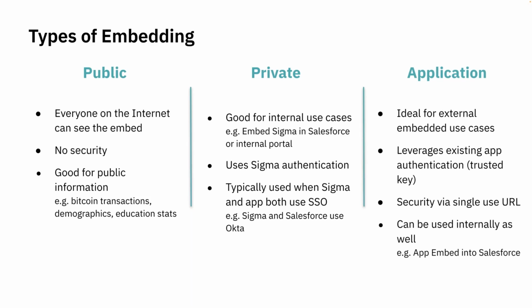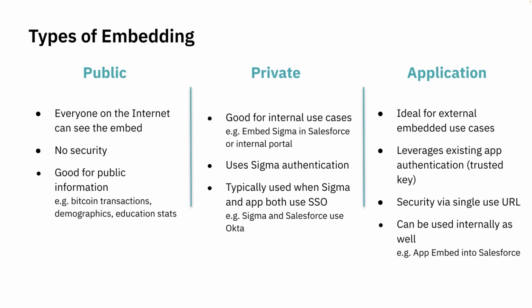And the last one, which is really the heart of what we're talking about today, is application embedding, which is ideal for external use cases. You are embedding analytics or data for your customers. Application embedding will tie into your existing application, or if you're building your own new application, however you're authenticating, it works. We can leverage your existing authentication, and we do this using a trusted key with a signed URL, which you'll hear me mention many times throughout this presentation. It's the heart of how the security works. Everything is done through the URL. If you look in the bottom right, you'll see this can also be used internally.